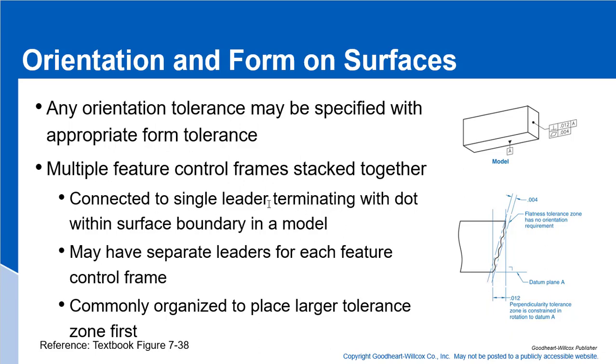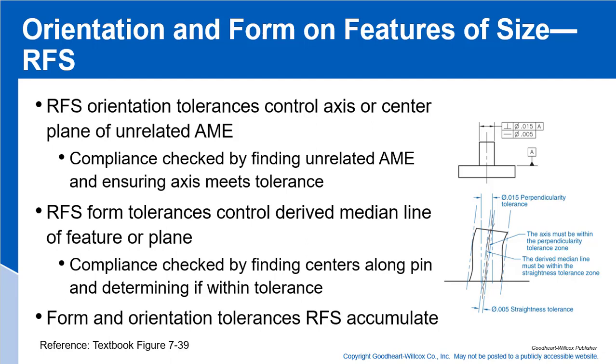Okay, so we're connected to a single leader terminating with a dot. That's how we do it on the model. It may have separate leaders for each feature control frame, or we can put the two control frames together. And it's commonly organized to place the larger tolerance zone first, so the larger tolerance zone is listed on top. And so this is a means of refining a surface, if you will, both for perpendicularity and then for flatness tolerance. And here let's talk about this on a feature of size, and this would be for a pin.